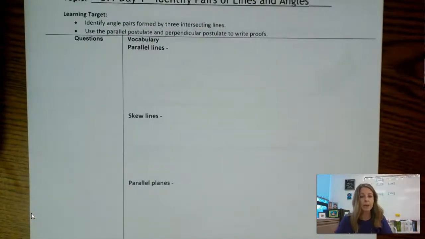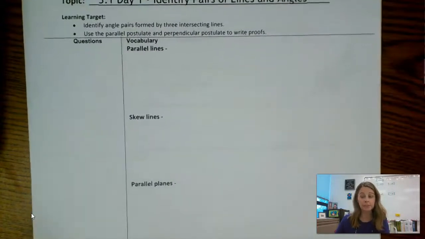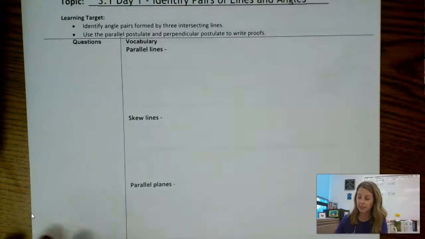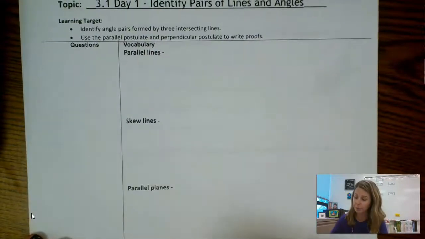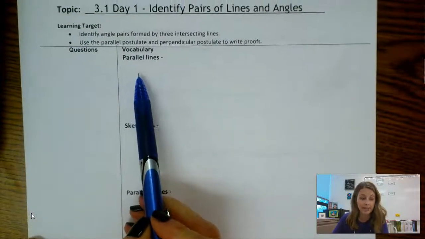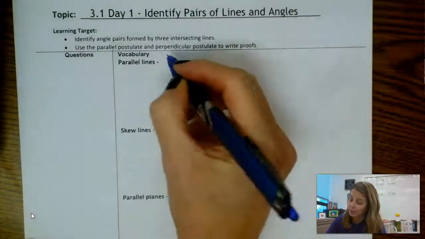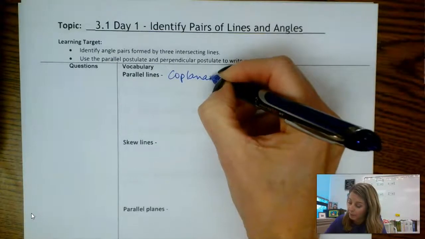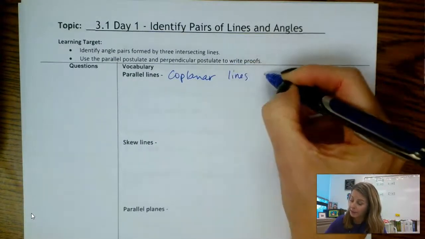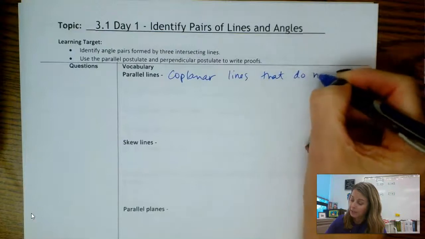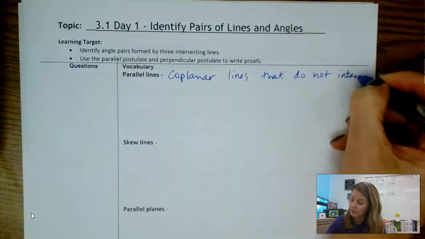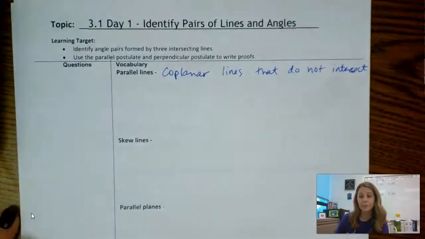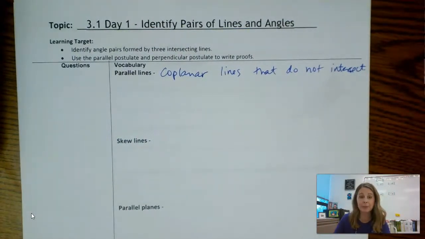All right, so we do have a few terms to define and maybe just clarify with symbols and things like that. Okay, so parallel lines, you know parallel lines are lines that do not intersect, but I'm going to add another term in there that's important. So what we're going to define parallel lines as coplanar lines that do not intersect. Okay, so not only just lines that don't intersect, they must be on the same plane.